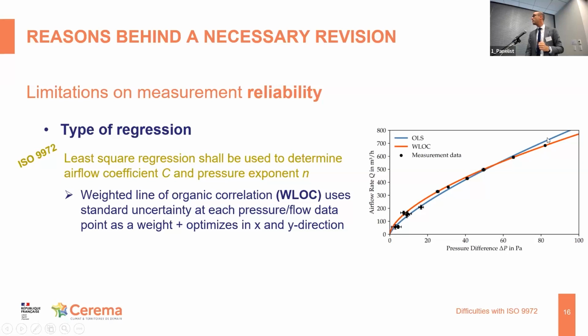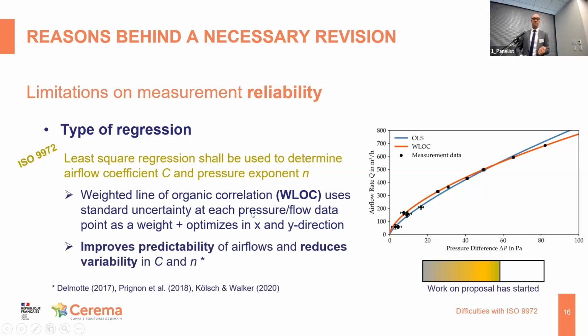The ordinary least square regression tries to find the best fit for all of these points equally, whereas the weighted line of organic correlation weights the points with a lower standard uncertainty of the measurement higher. So you see for these points here at higher pressure differences, the fit is better. Even though at 50 Pascal it probably doesn't make a big difference, it makes a big difference if we extrapolate to lower pressures. Additionally, literature has shown that this improves the predictability of the airflows and reduces the variability in flow coefficient and pressure exponent.